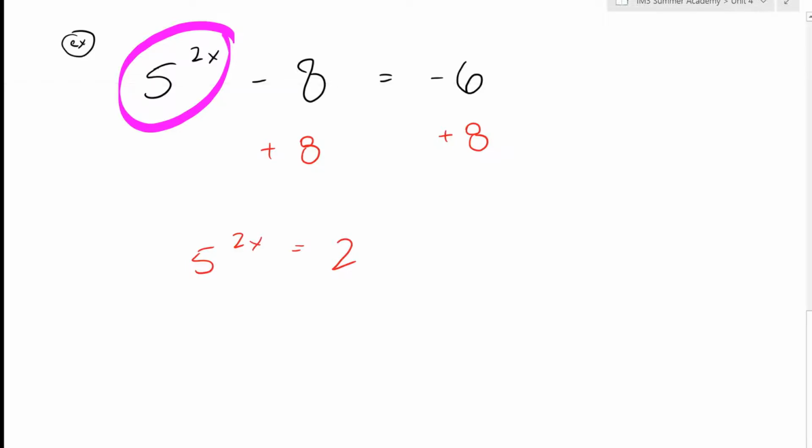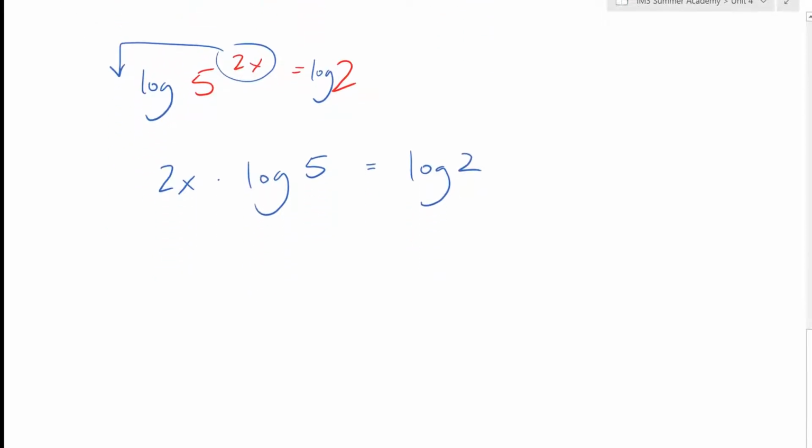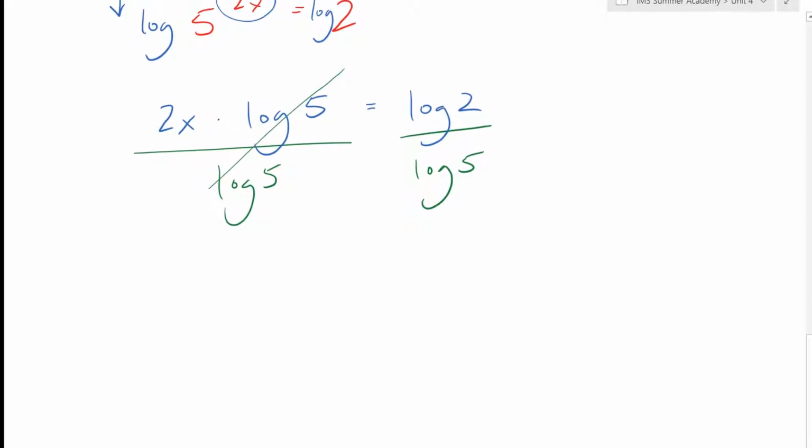Okay, now I'm getting to x. The x is locked up here. I can move it by setting a log in front of it. But if I log one side, I have to log the other. So I've really got 2x times log 5 equals log 2. You remember, I'm trying to get that x by itself, so I'll divide that log to the other side. So 2x equals log 2 over log 5, which is something I can put in my calculator.